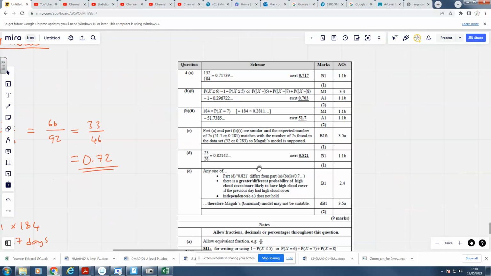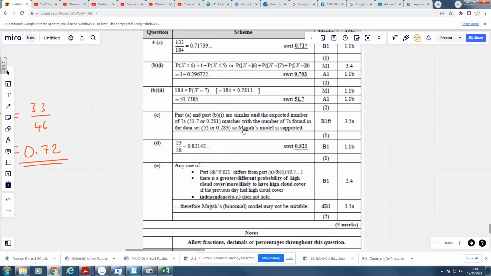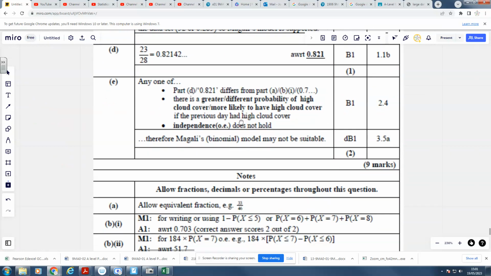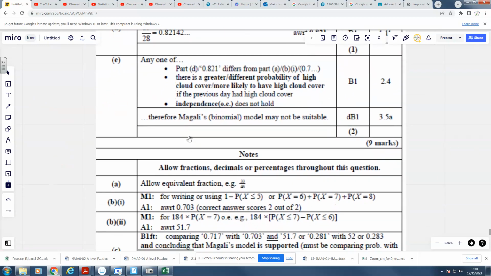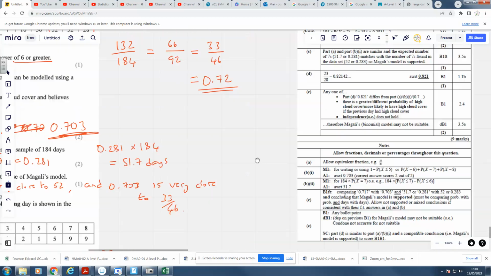Anyway, let's see if we're getting these all right. Good. Yep, okay. So part A and B are similar. The expected number of 7s matches with the number of 7s found in the data set, so Magali's model is supported. Okay, 0.82 differs from this. Therefore, Magali's binomial model may not be suitable. There we go. Independence does not hold. They would have accepted that.